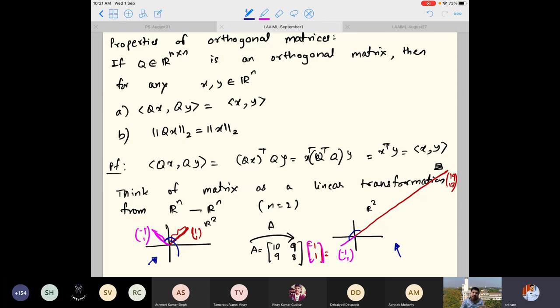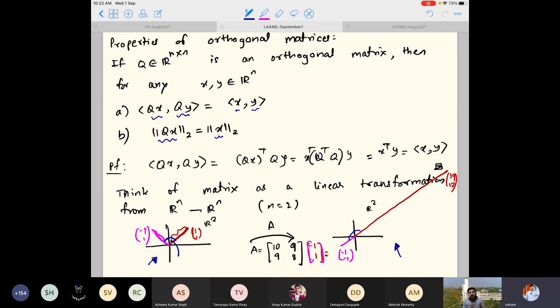Now you see this in the context of orthogonal matrices. What is happening with orthogonal matrices? You are saying that the angle between the images Qx and Qy will be the same as the angle between x and y, because the inner product is the same. If the inner product is the same, then the angle between the vectors will also be the same. Not only that, the length of the image will be the same as the length of the original vector. So the linear transformation Q is really very well behaved with respect to the vectors.